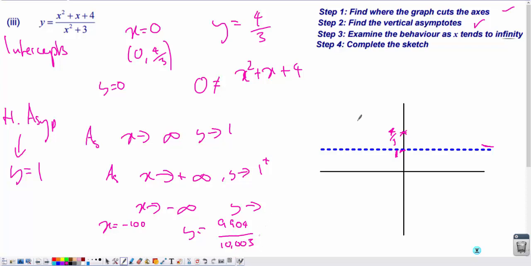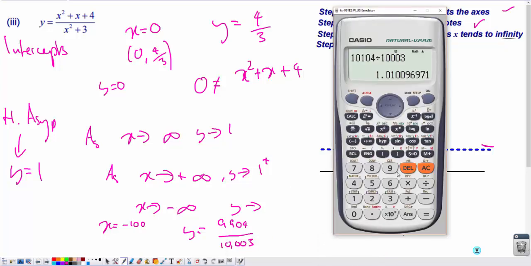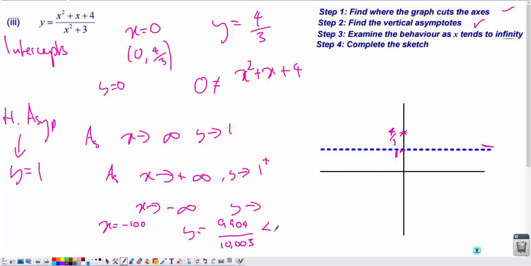Okay, now this is going to be smaller than 1. So in fact, I was wrong. So it's always worth checking these. 9,904 divided by 10,003 is smaller than 1, right? So as x tends to negative infinity, y tends to 1, yes, but from below. All right. Now we know this happens.